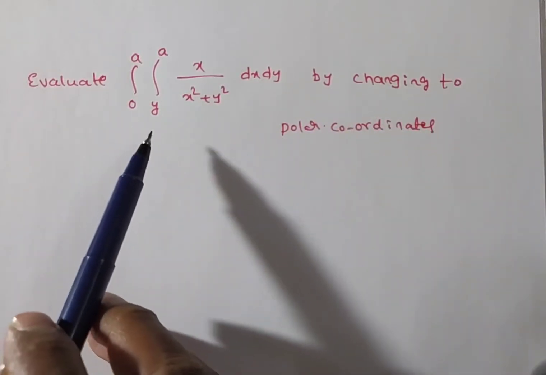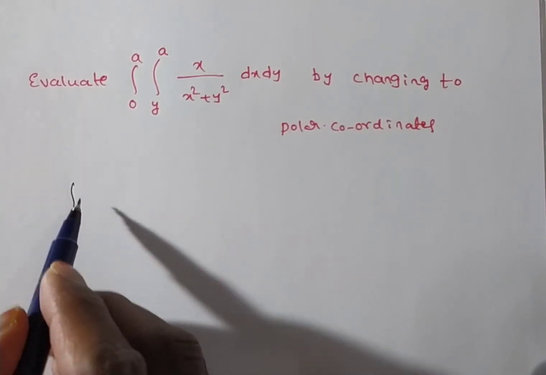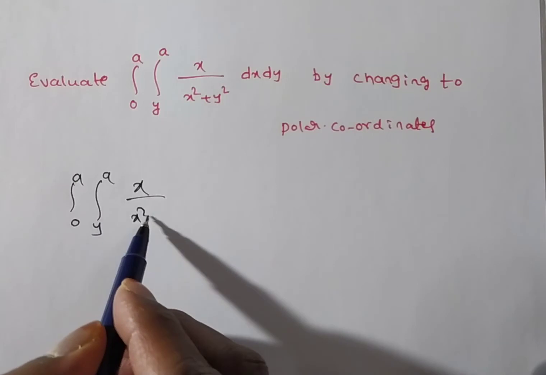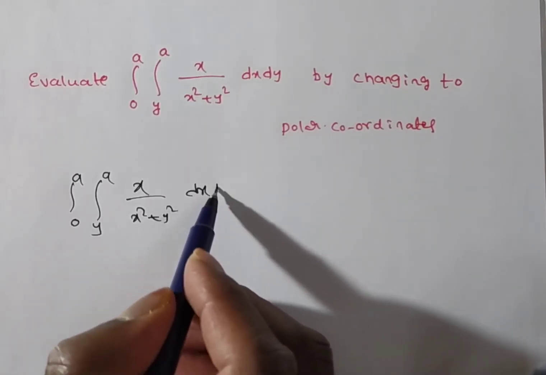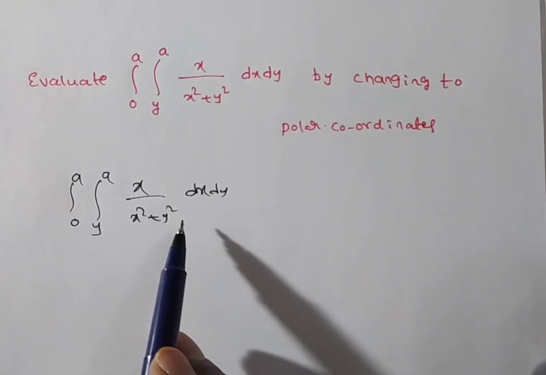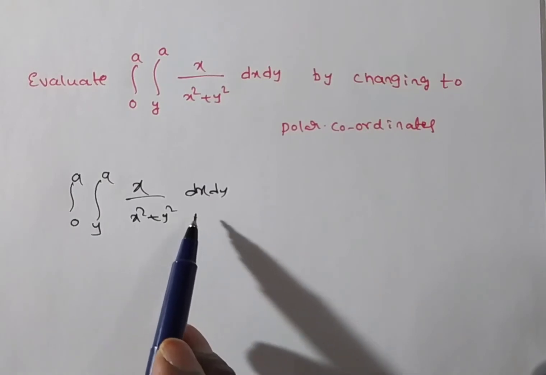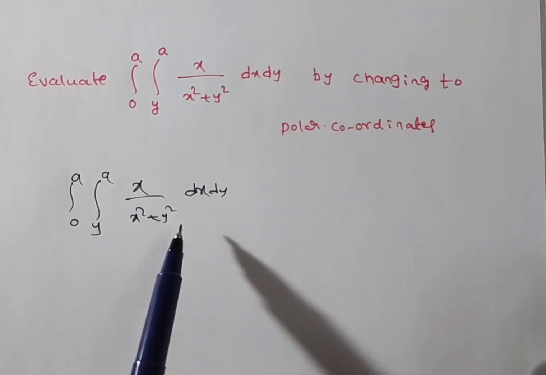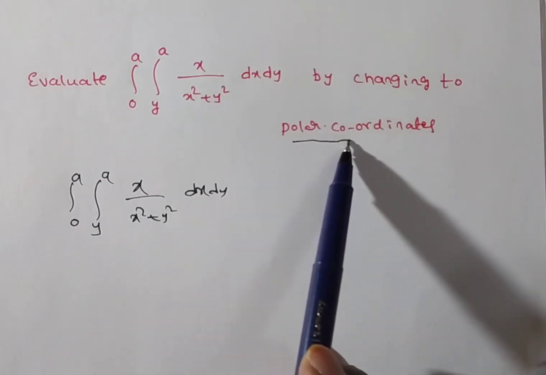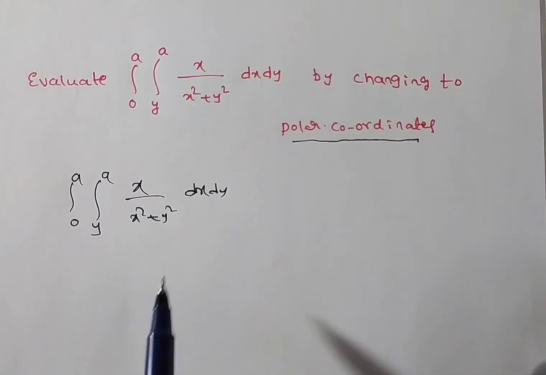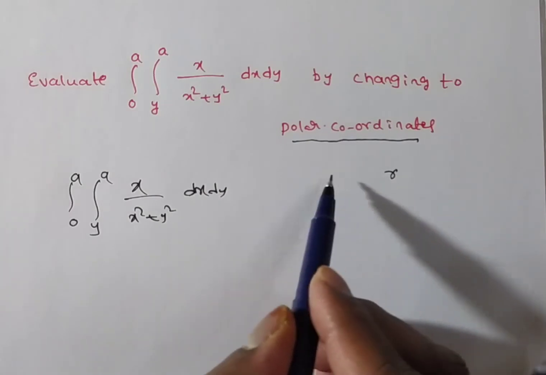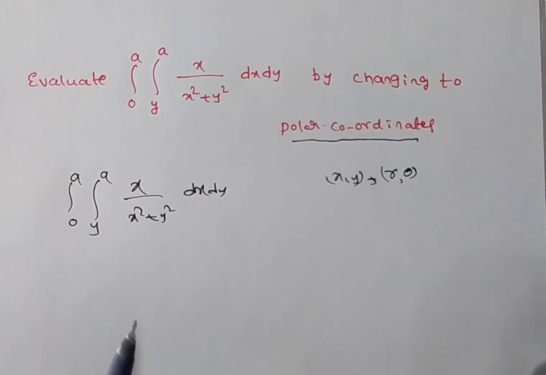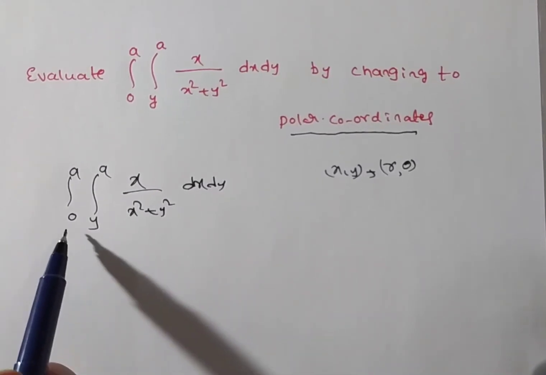Here the problem is given as integral from 0 to a, integral from y to a, x by x square plus y square dx dy. This is a function of x comma y, in Cartesian coordinates. Now we have to evaluate this integration by changing into polar coordinates. Polar coordinates means we have to convert x comma y variables to r comma theta variables. That's it. Now here they have already given the limits.